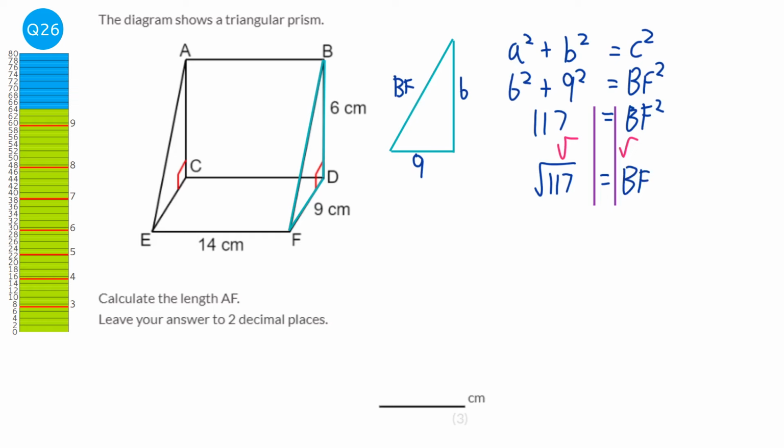Okay, the actual length that we want is AF, which is this one here. And I'm going to create the right angle triangle using this bit here. So let's just draw that out.